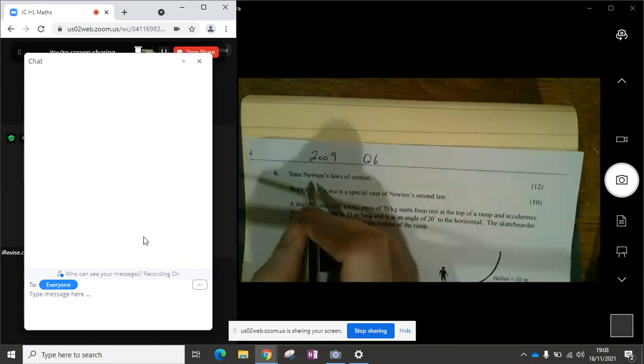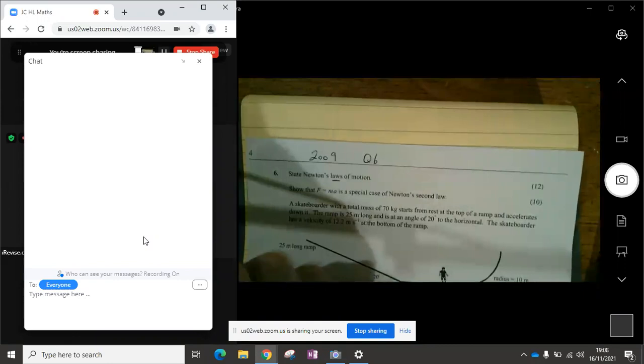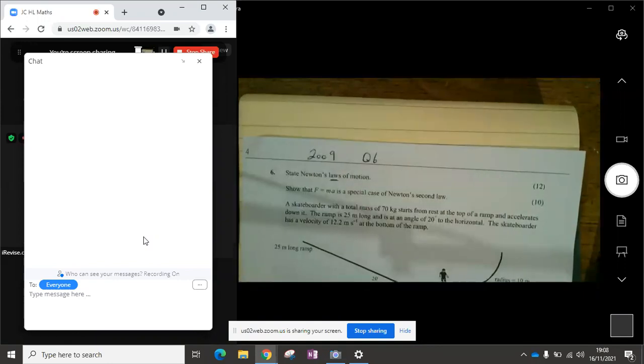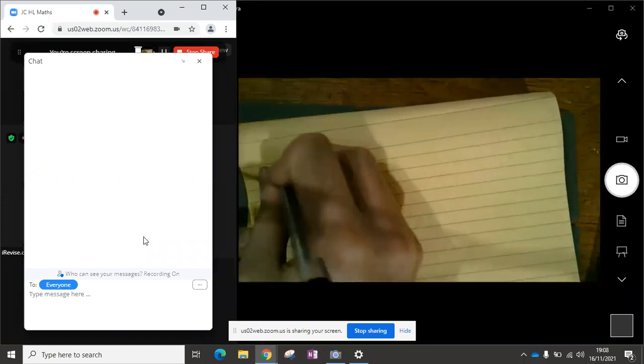The first part of the question was very simple. It just states Newton's laws, plural, of motion. So you should know by now that there's 3 laws of motion. They aren't too bad, but you really just have to learn them off. So the first law of motion.